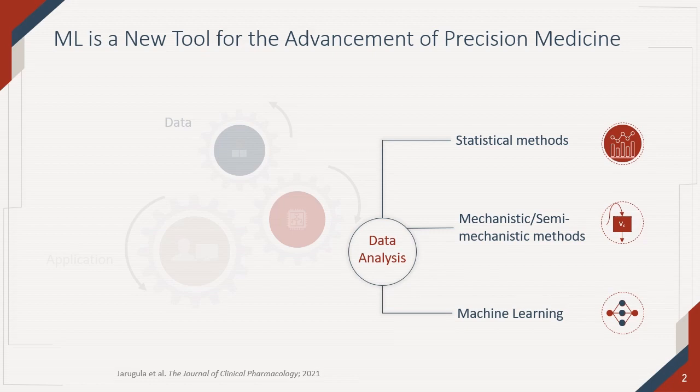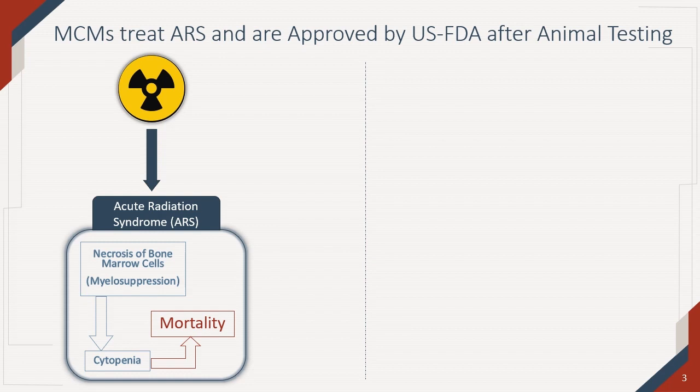Allow me to show how machine learning can be used to create a useful solution in drug development by starting with some background for my case study. Exposure to high doses of ionizing radiation in a short period of time can occur due to treatment, occupational hazard, or terrorist incidents. This exposure leads to a disease called acute radiation syndrome, or ARS.